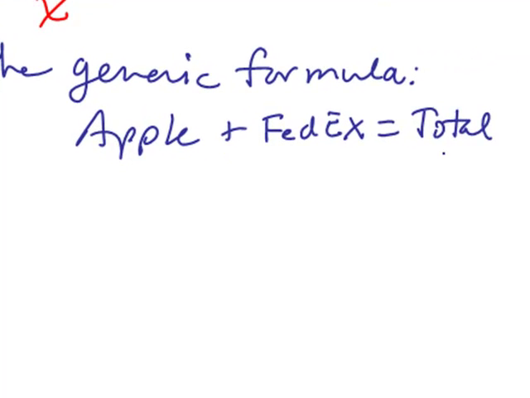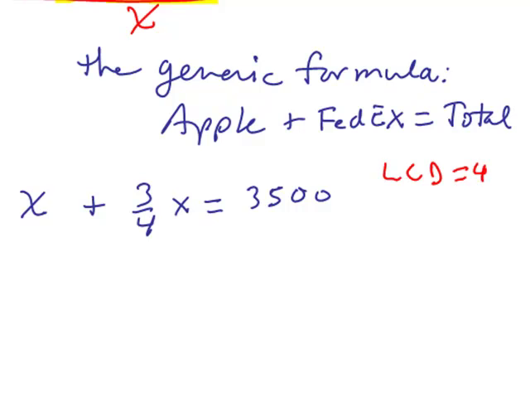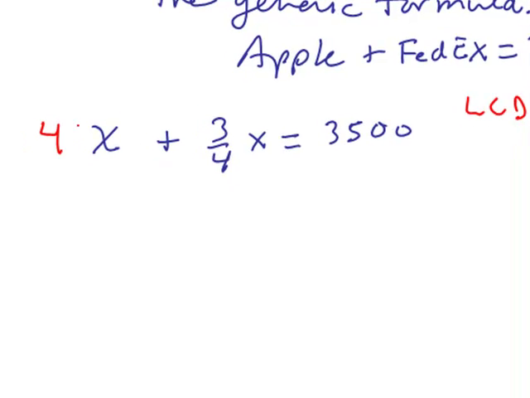And this generic formula will help us generate our equation. In particular, we've already said Apple is X, plus FedEx is represented by 3/4 X, and it's equal to the total of 3,500 that we mentioned a little bit ago. Now at this point, we have an equation that's got fractions, a fraction anyway, and we can clear that fraction by multiplying by the LCD, which is 4. And that means we must multiply each side by 4. And we're going to do so carefully.